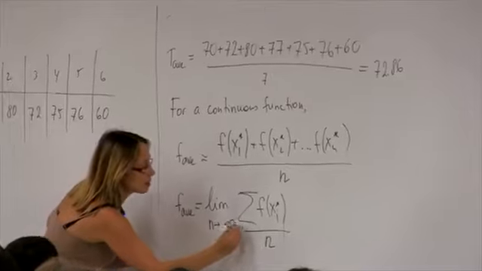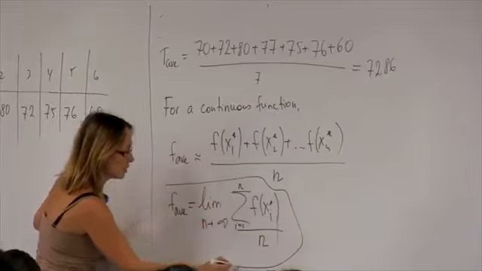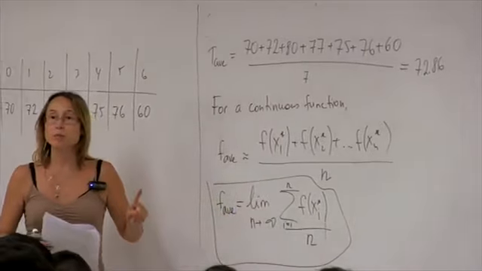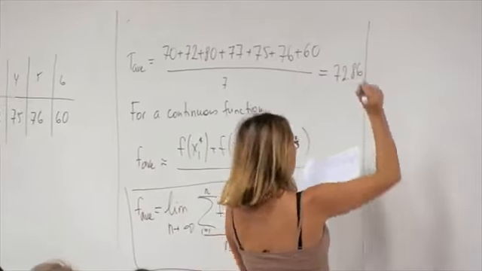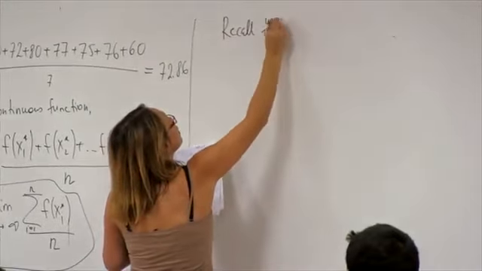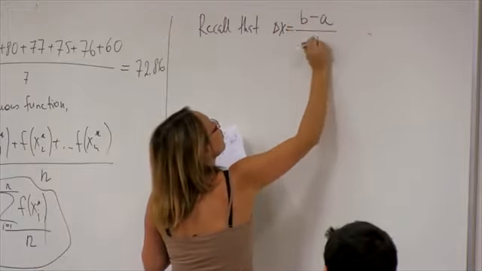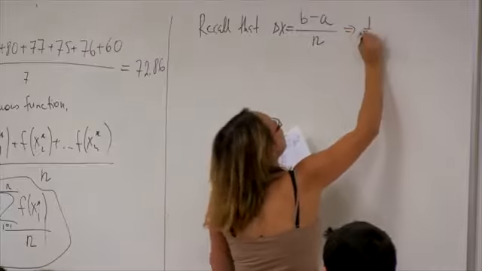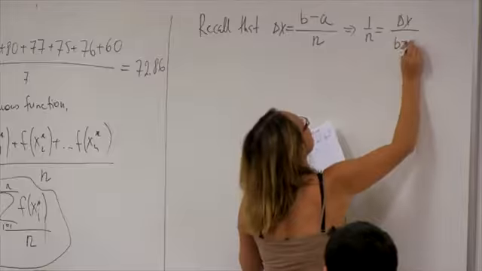So it almost looks like our integrals, but not quite. What's the difference? We divide by n and we don't multiply by delta x. But this is very easily fixed. So let's recall that delta x is nothing but b minus a over n. Okay? Therefore, 1 over n is the same as delta x over b minus a.